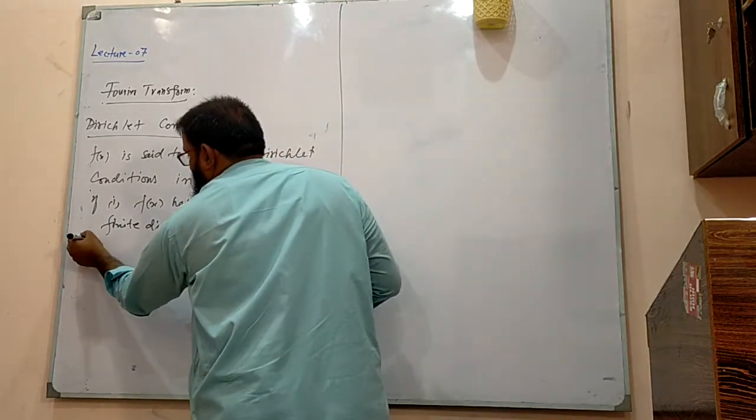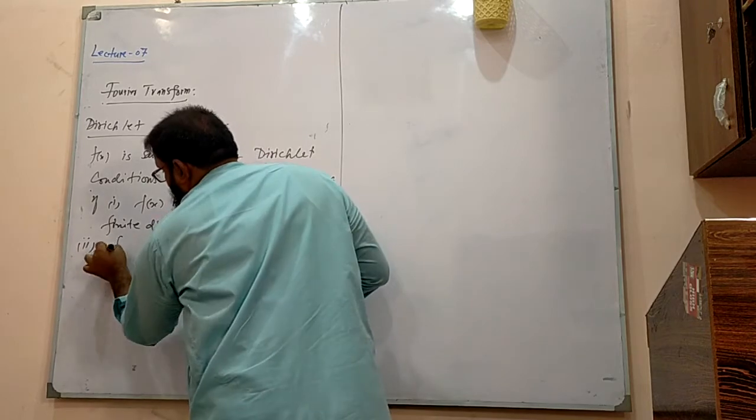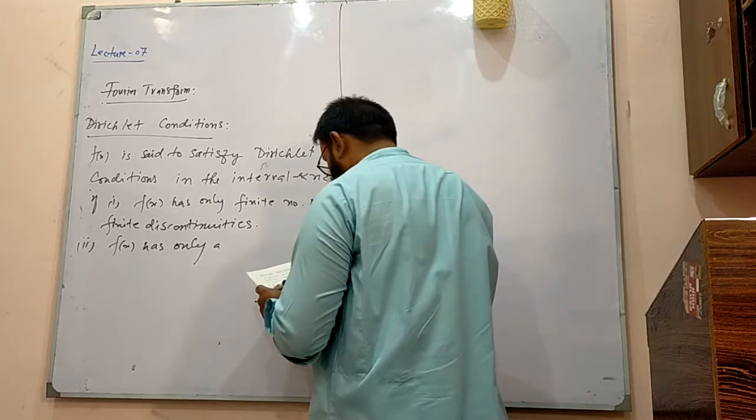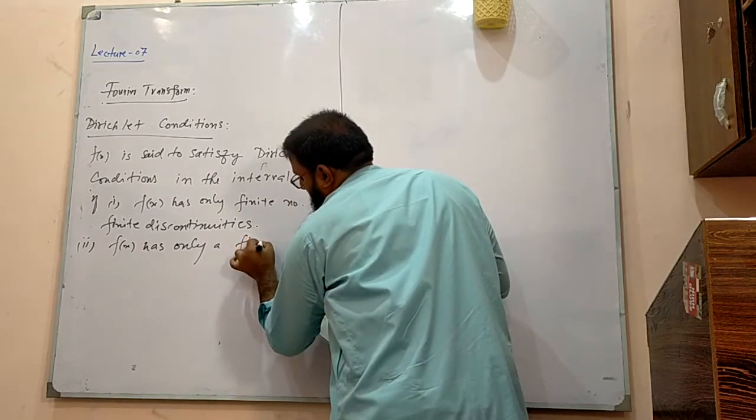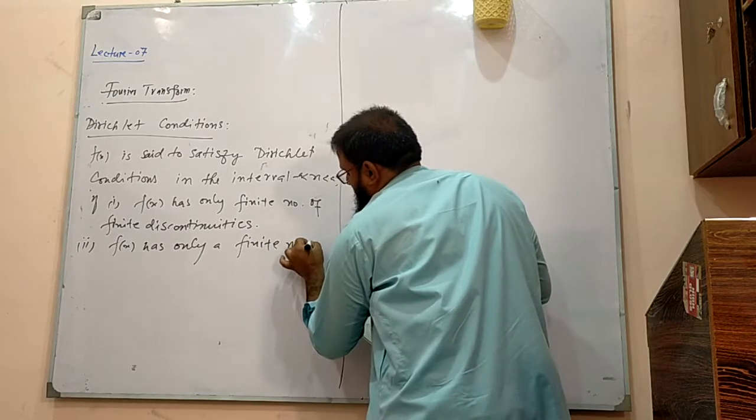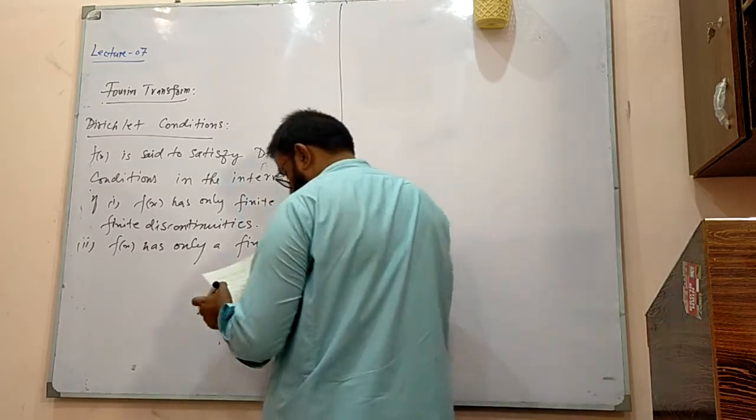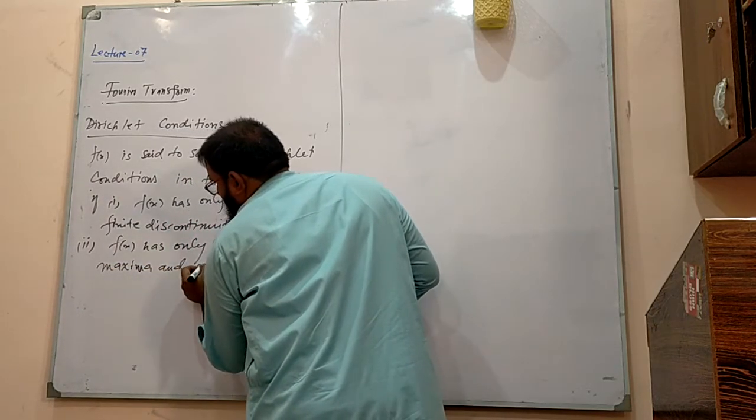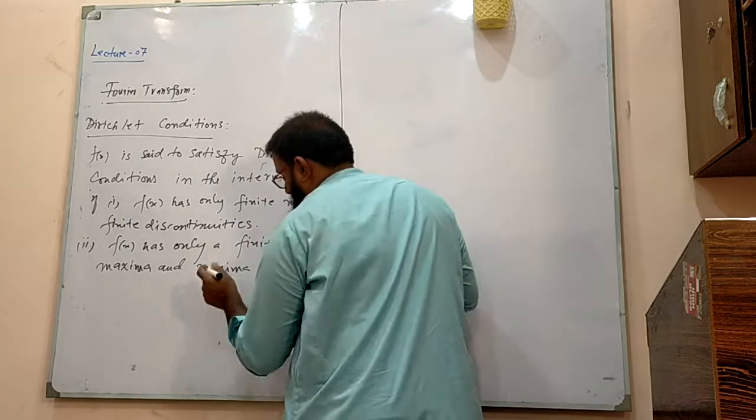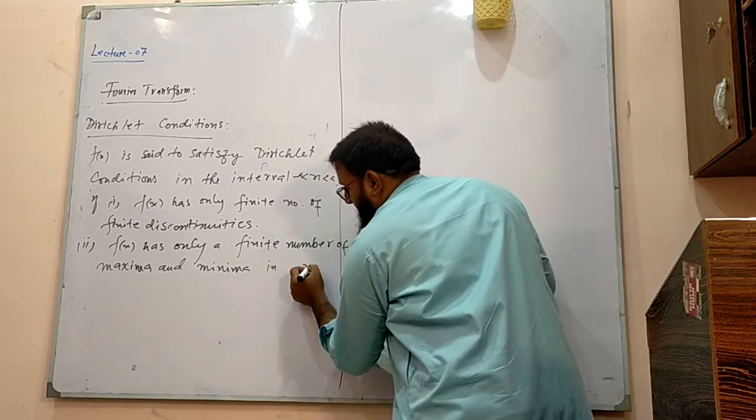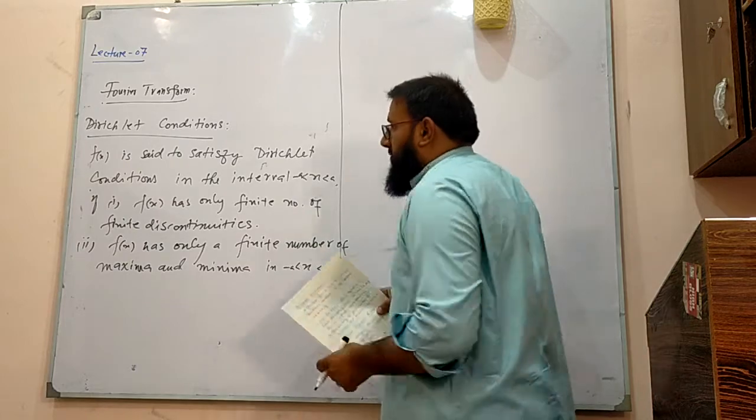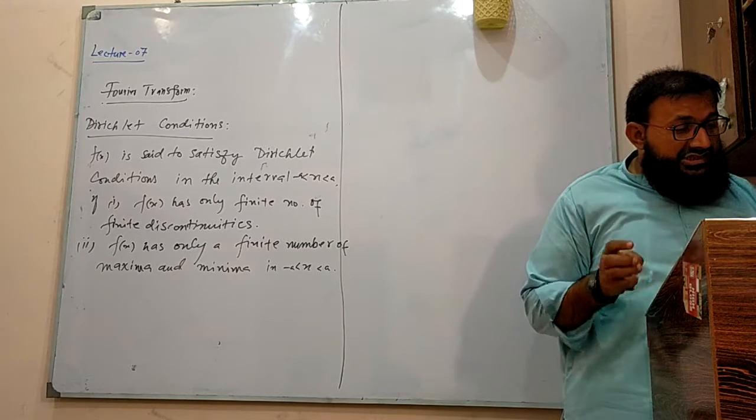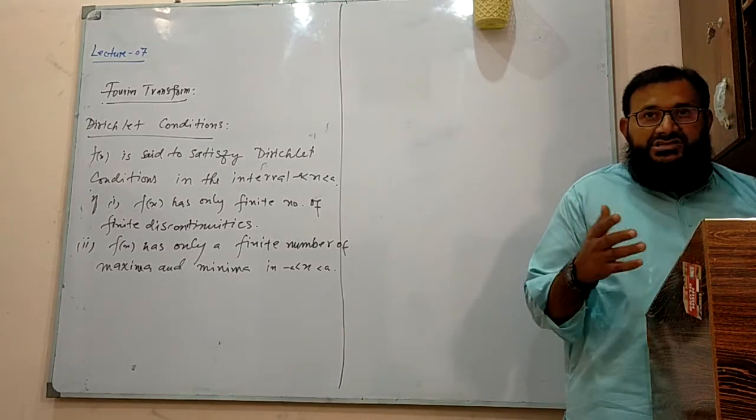Number two, f of x has only a finite number of maxima and minima in this interval. So these are what we call the Dirichlet conditions. So if a function satisfies these conditions, we call that the function satisfies Dirichlet conditions.